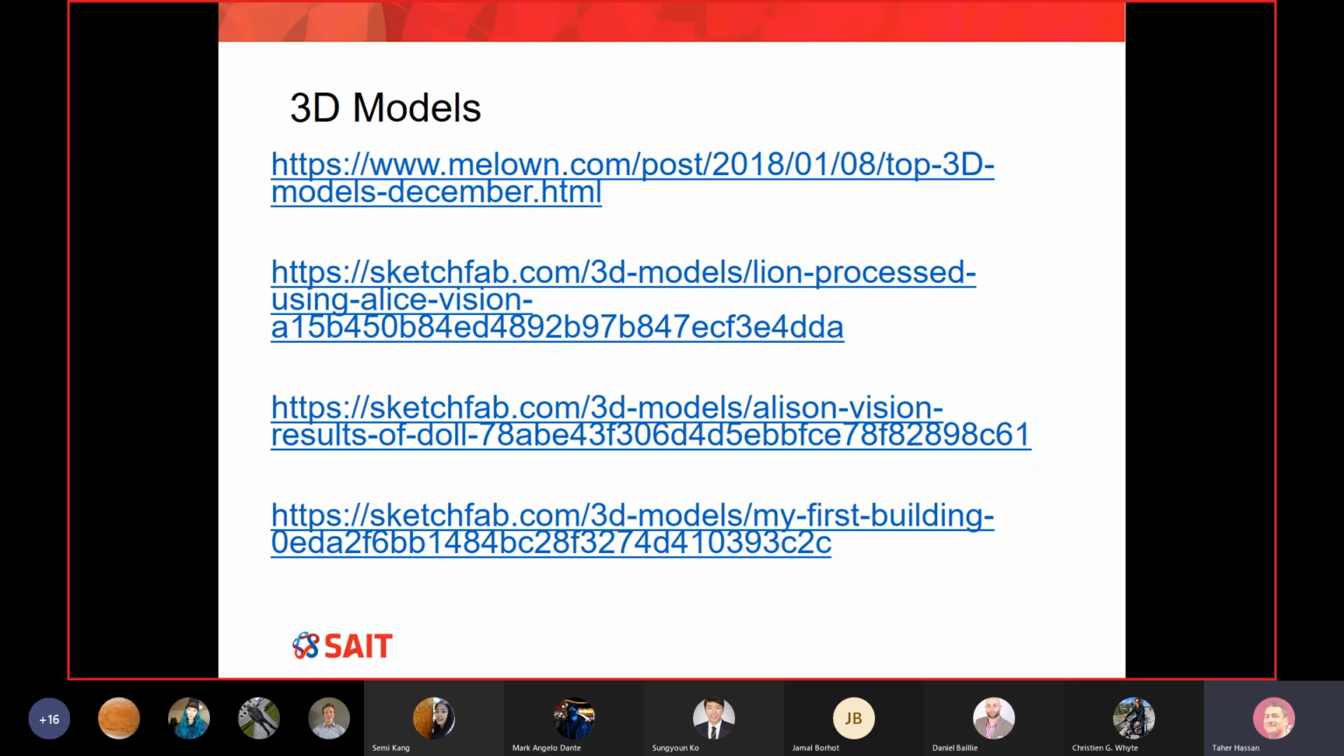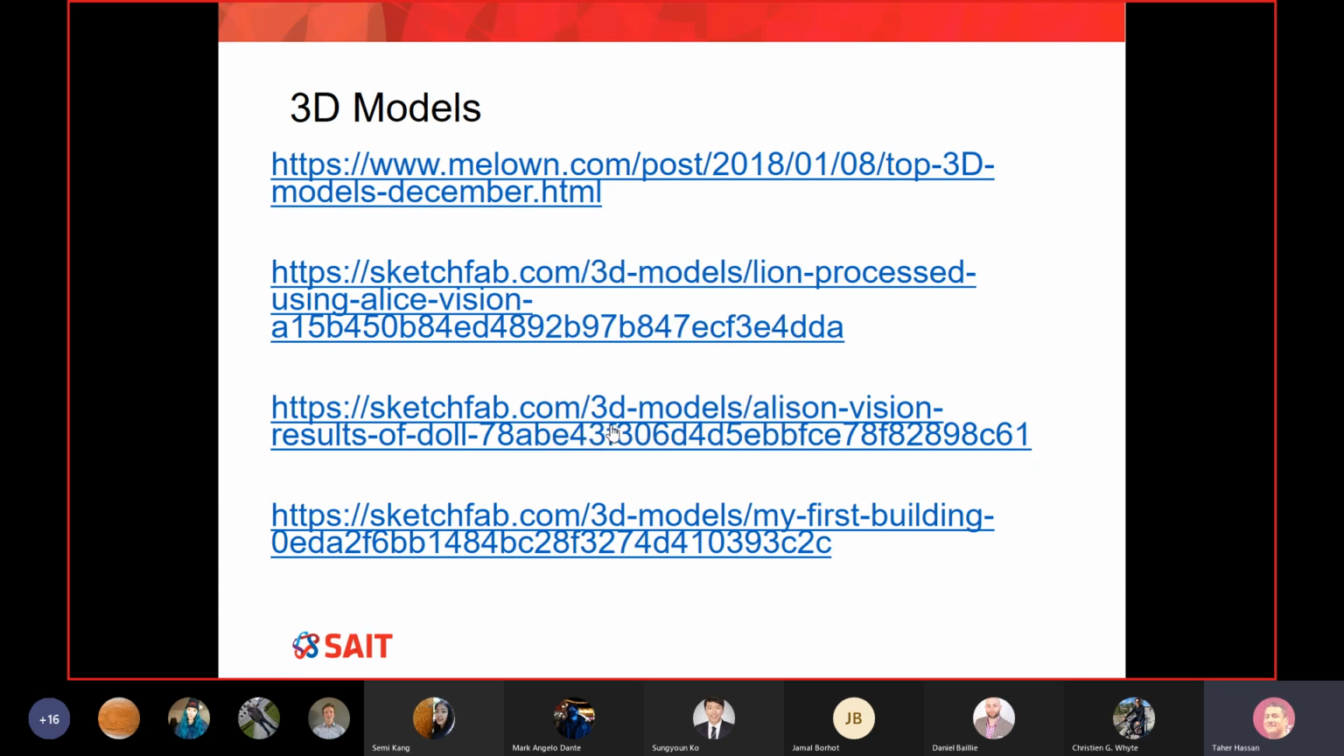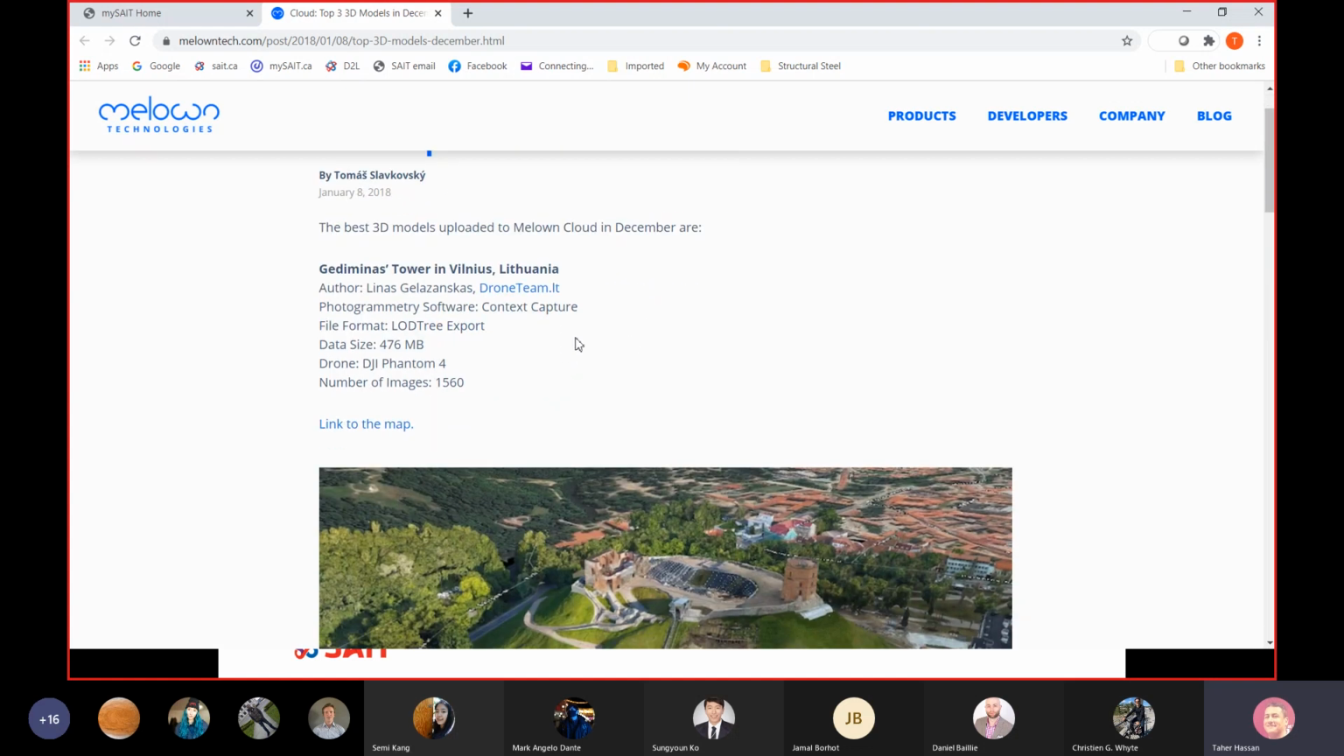I want to show you here another example. I'm not going to go through Sketchfab. If you want to enjoy, you can simply click on these links here. But really, I want to go to the top one. The top one is very similar to the Sketchfab website. It always reminds me that it's unsafe, but I know that this website is safe. So I'm just going to go ahead and click on that. And here is a project that somebody is generously sharing with everyone.